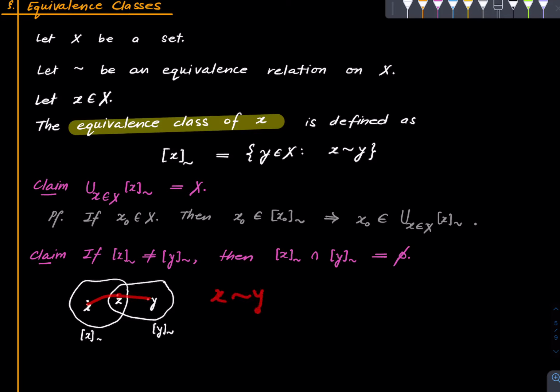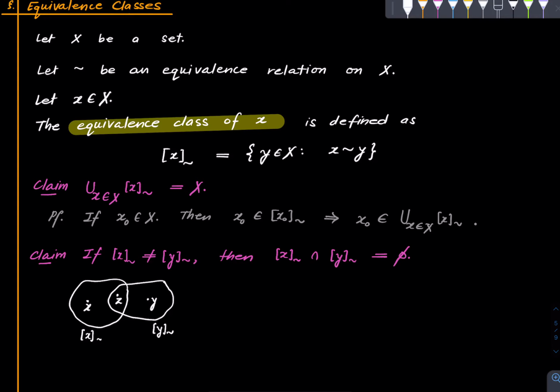So x tilde y comes to us. And now if y is related to anything, we see that x is also related to that thing. Hence everything that is in the equivalence class of y is contained in the equivalence class of x, and everything that is in the equivalence class of x is contained in the equivalence class of y. So that's the proof. If you assume that this is not true, then it follows that this is not true, and hence the contrapositive. So both these claims are proven.